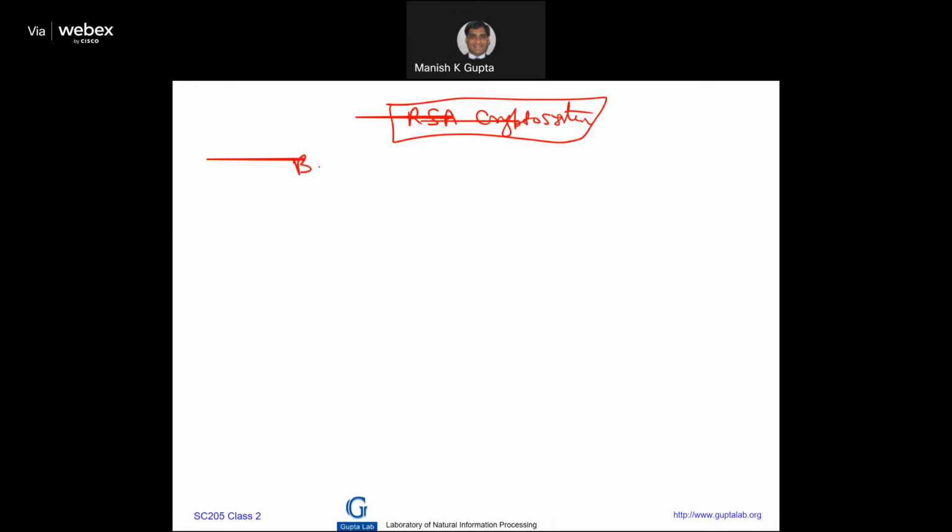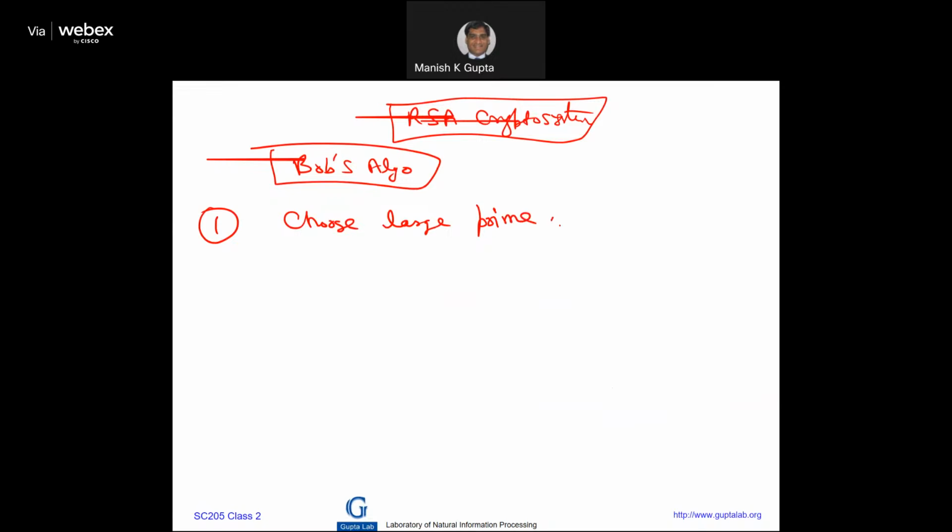Okay, so Bob's algorithm. Step 1, choose large prime numbers P and Q. So Bob has chosen two large prime numbers P and Q. Remember, the security of the RSA crypto system depends on this factorization. If you can find these primes P and Q, it is easy. Then form the product, N equals P times Q.